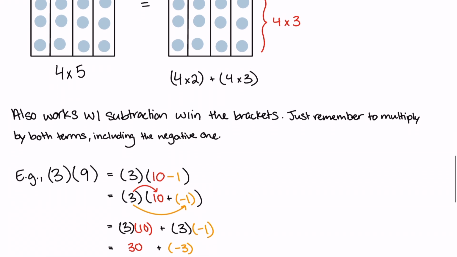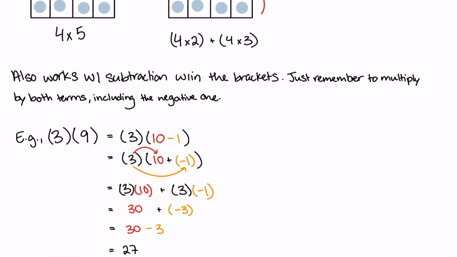I also want to mention that this distributive property also works with subtraction within the brackets. You just have to remember to multiply by both terms, including the negative term. For this example, we have 3 times 9. I'm going to rewrite 9 as 10 minus 1. So when we rewrite that, we get this over here, 3 times 10 minus 1. We need to make sure we're multiplying 3 with each term inside the brackets. And remember, terms carry the sign that is in front of them. So 10 is positive 10, and that 1 is actually negative 1.